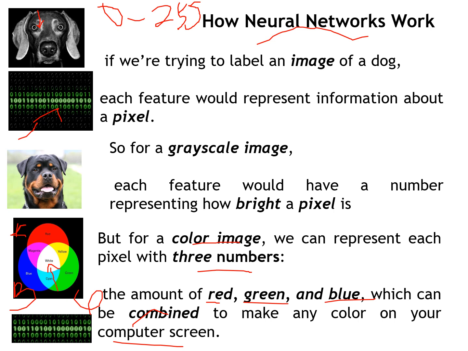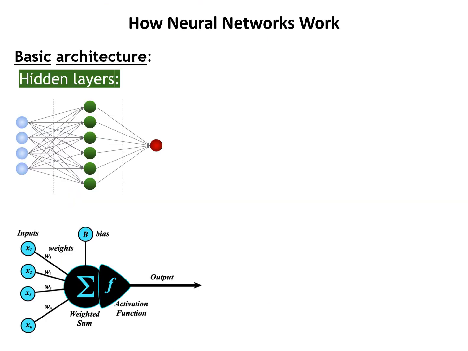Now let's move to the next stage, that is the second component, that is the key here for the neural network, that is the hidden layers. Okay, so now we move to the next layer, that is the hidden layer.